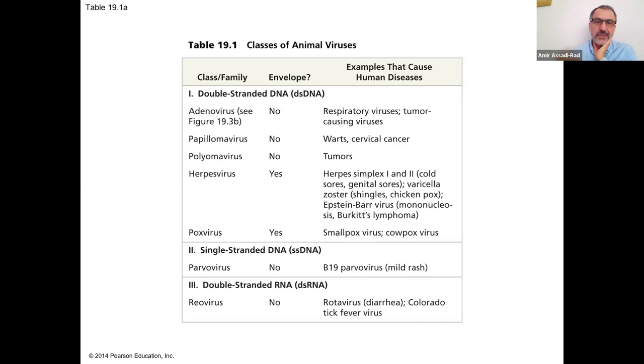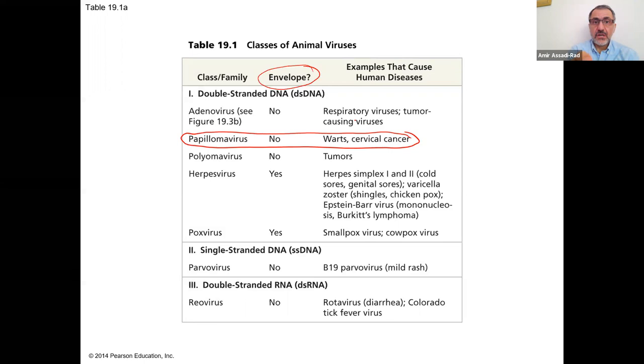I don't expect you to know much about adenoviruses, respiratory viruses, tumor-causing viruses. Does it have the envelope or not? You know, the phospholipid bilayer. Papillomavirus, yes, it causes warts and cervical cancer. The vaccine came out for it, okay? So these are double-stranded DNA viruses. Papillomavirus, I would like you to know. Herpes virus, yes, it's a double-stranded DNA virus. Again, that is something I would like you to know. I talked about it.